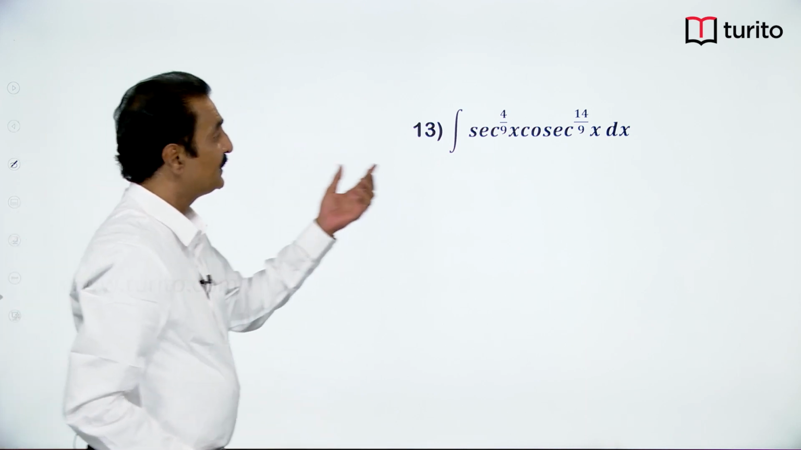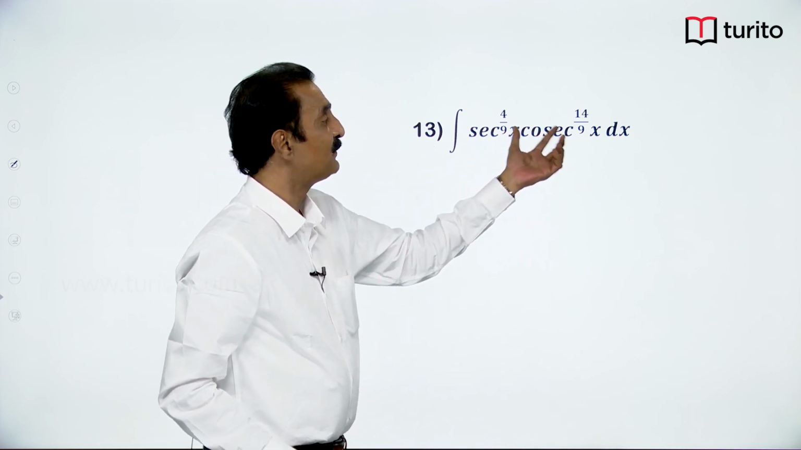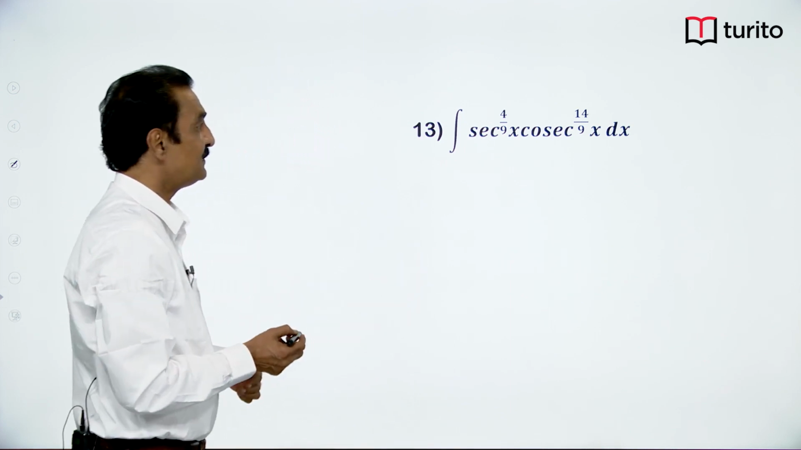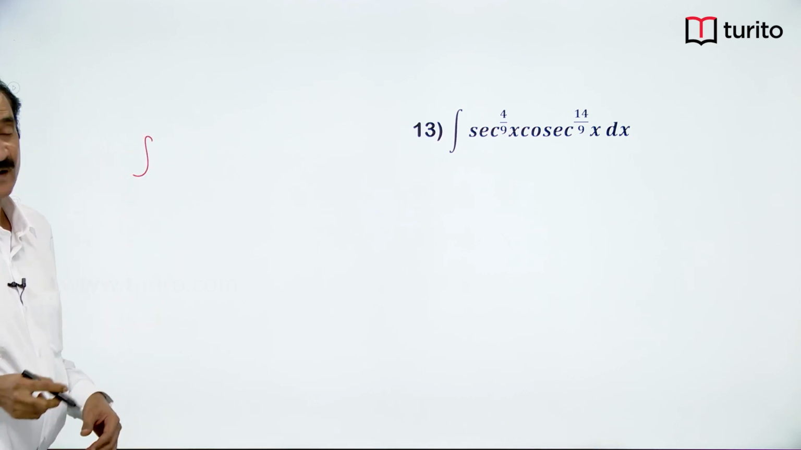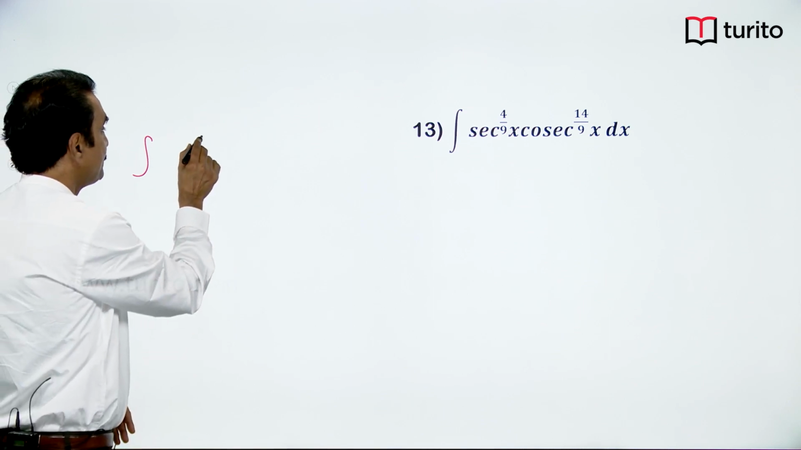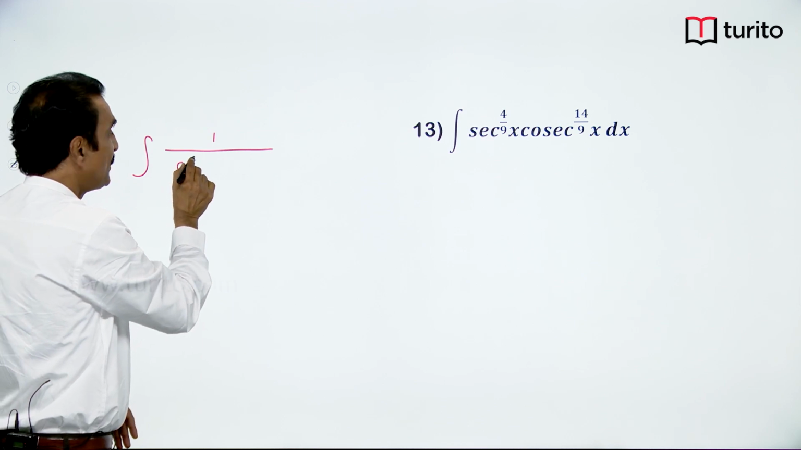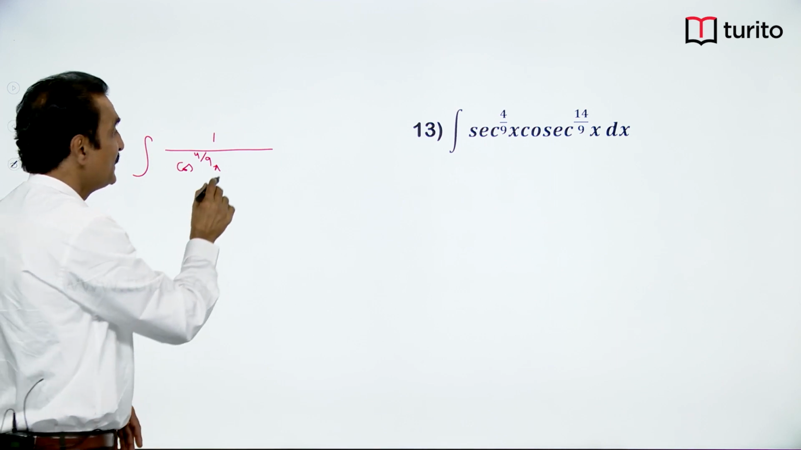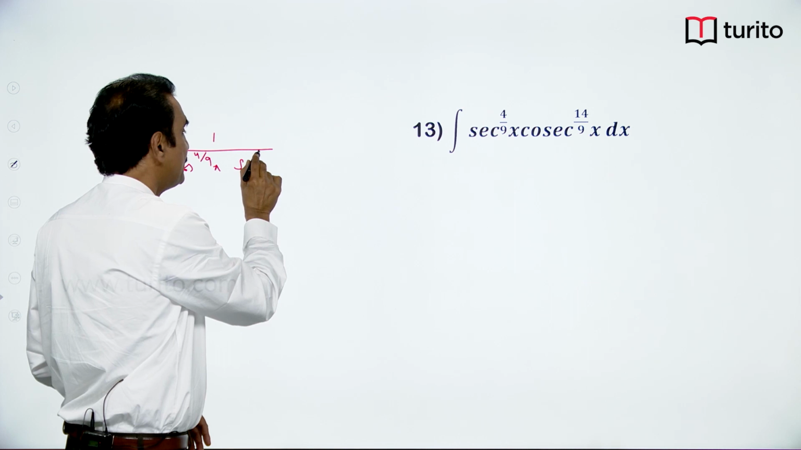Integral of secant power 4/9 x cosecant power 14/9 x dx. In this question, first you write it as 1 by cos and 1 by sin. We get 1 by cos power 4/9 x, sin power 14/9 x.